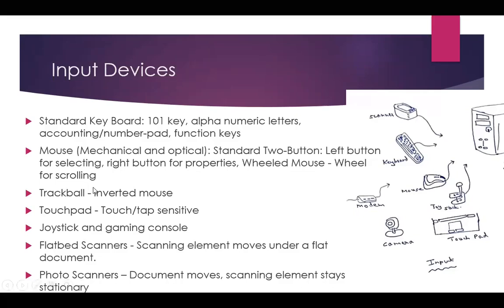The other input device is trackball. Trackball is something like an inverted mouse. Previously, a mouse used to have a rotating ball below it. If you invert that mouse, the ball will be upwards. If you move that ball, then the cursor will move accordingly on the computer screen. That is known as trackball. Trackball is a device which is different from mouse, but it is something like an inverted mouse.